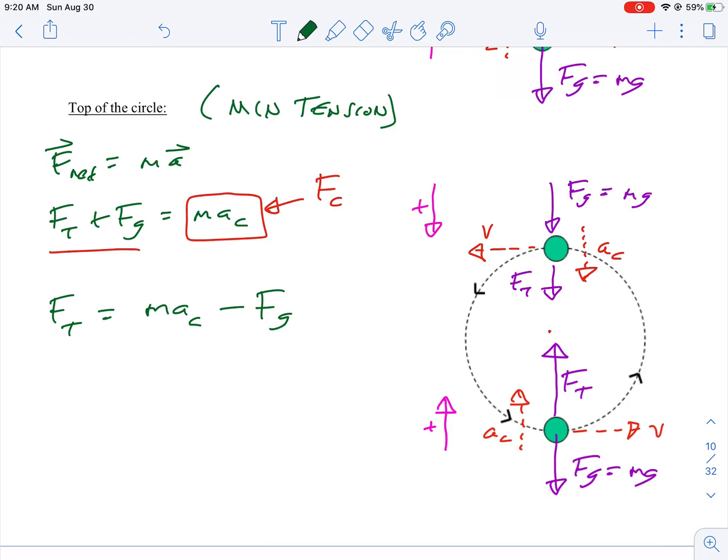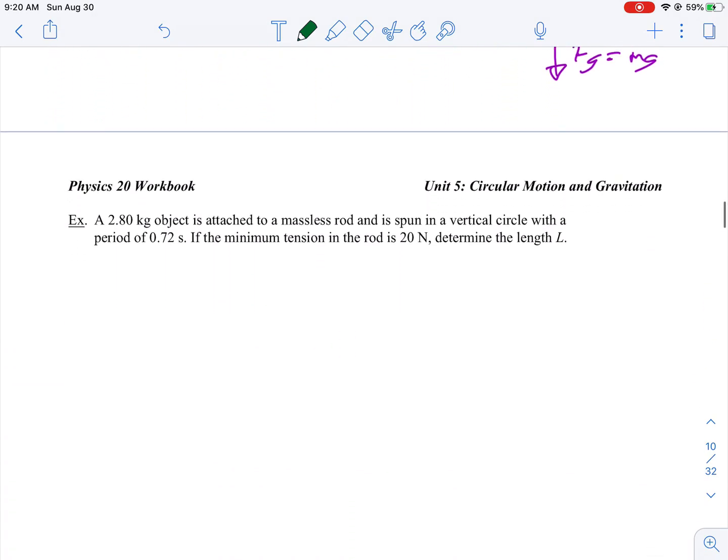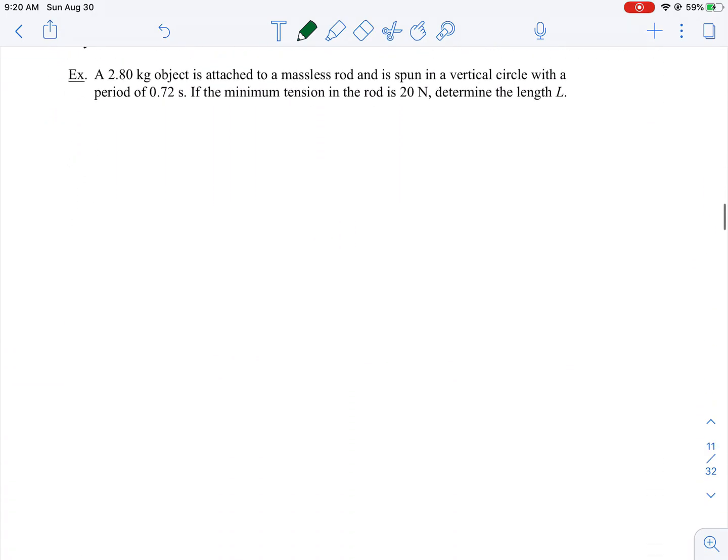Okay, so there you go. This is kind of your responsibility. You have to be able to draw a force diagram for either the top or the bottom. You have to know that the bottom is maximum tension, the top is minimum tension, but then you just analyze it the way you ordinarily do for acceleration using second law. So here's an example. And my recommendation is you guys actually try this question yourself first. Just pause, give it a try, and then we'll go over this one together.